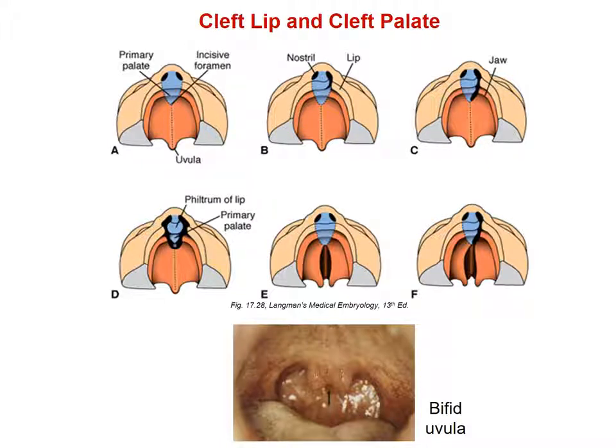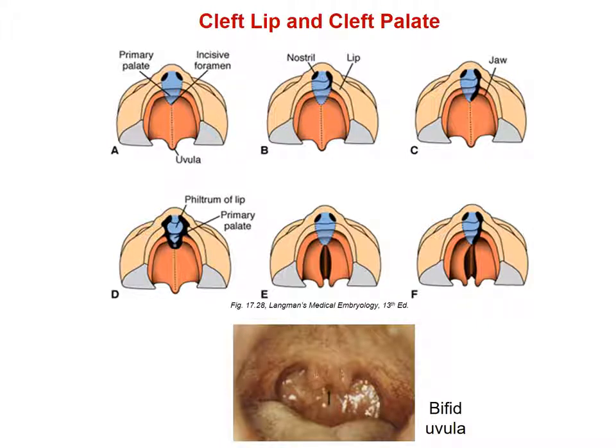Clefts of the upper lip occur more frequently, approximately 1 in 700 births, than isolated clefts of the secondary palate, which occur in 1 in 1,500 births. Cleft lip is more frequent in males than in females, and its incidence varies among populations. Asians and Native Americans have some of the highest rates, about 3.5 per 1,000 live births, whereas African Americans have the lowest rates, 1 in 1,000.